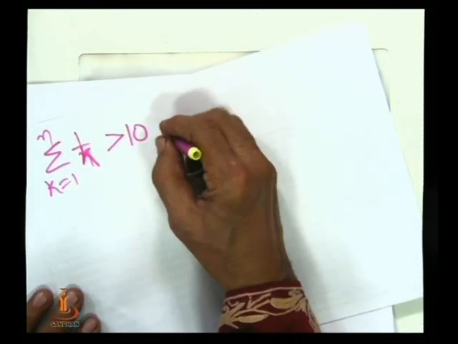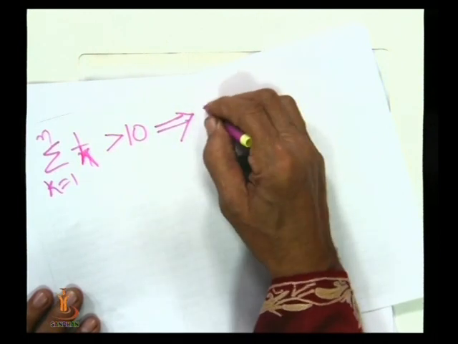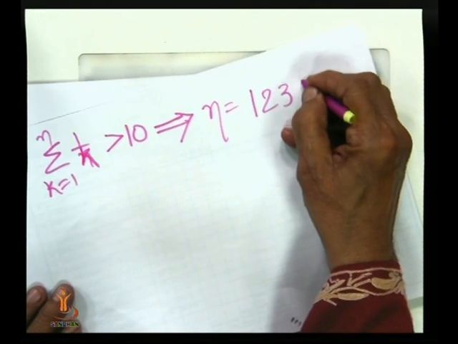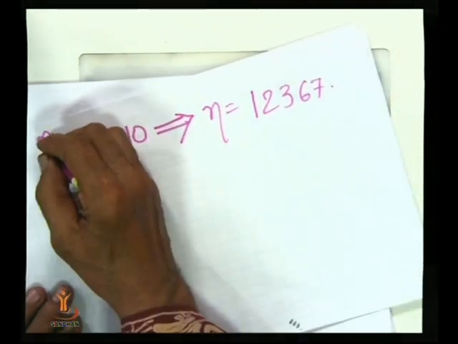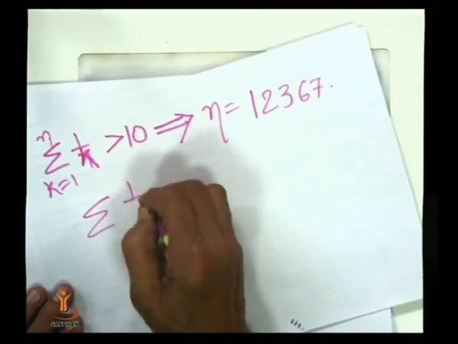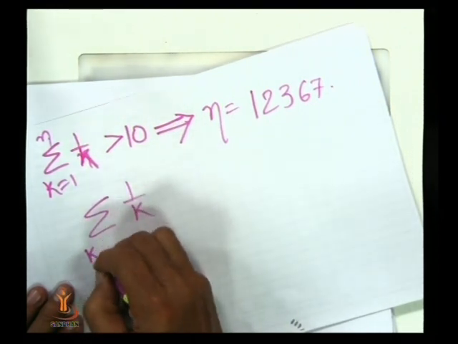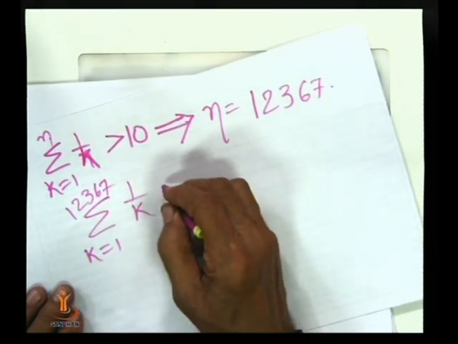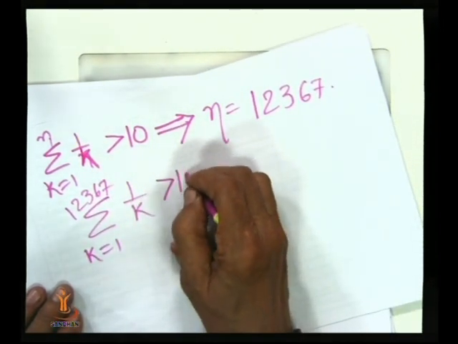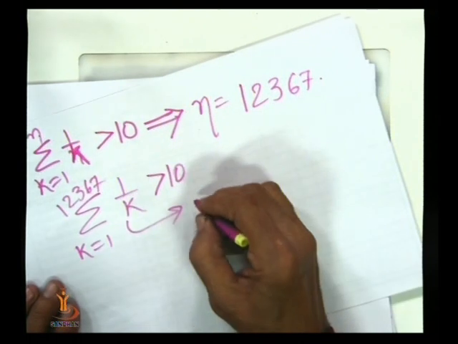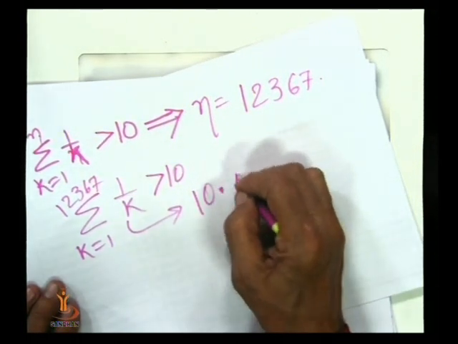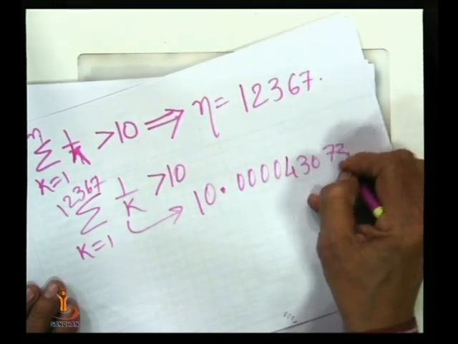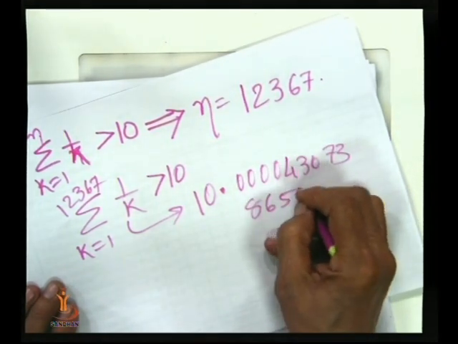if we want it larger than 10, then you need 12,367 terms. So the sum of 1 upon k, k from 1 to 12,367, then it crosses 10. The actual value comes to 10.04043073865553.